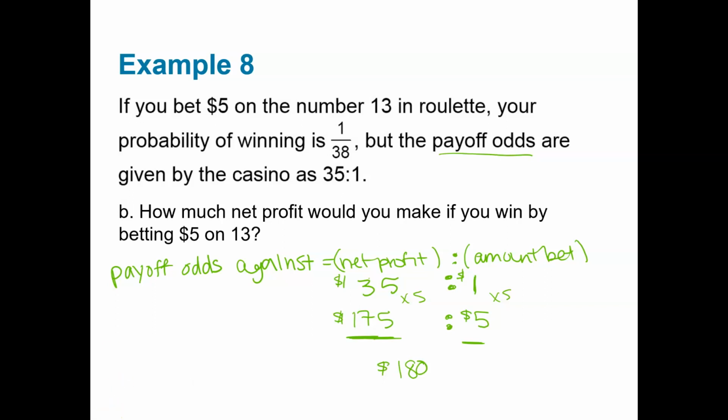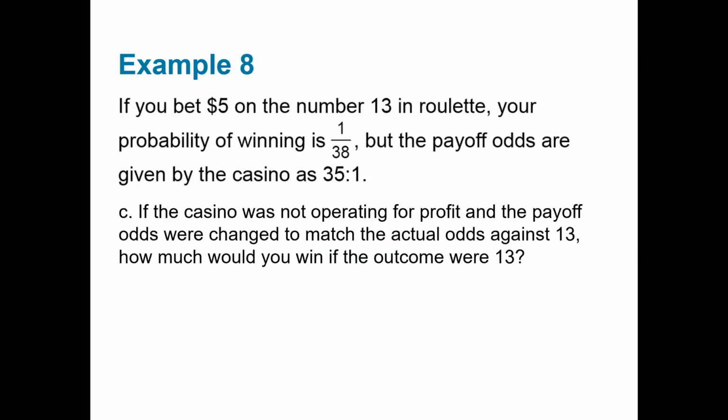And let's look at C. If the casino was not operating for profit and the payoff odds were changed to match the actual odds against, which we found for 13, how much would you win if the outcome were 13? Well, we know that the actual odds are 37 to 1. We found that in part A. So that would be a payoff of $37 to $1. And if I'm betting 5, that would be 185 to my $5. So my net would be 185, or getting back my $5, 190.